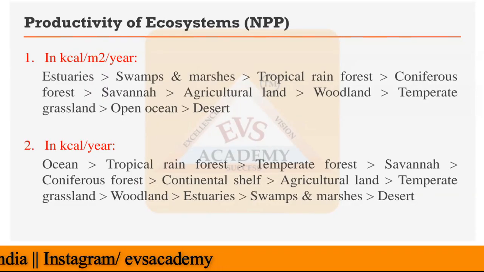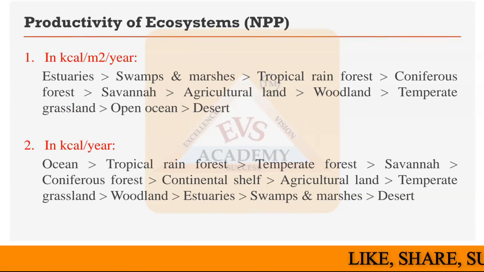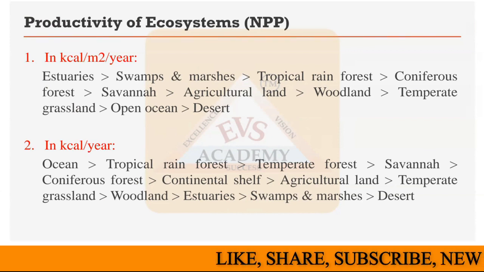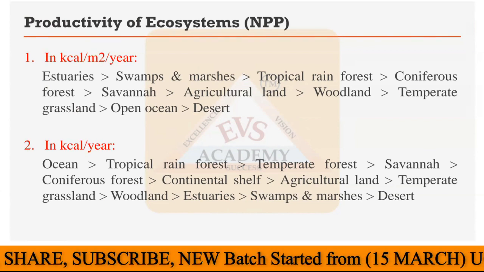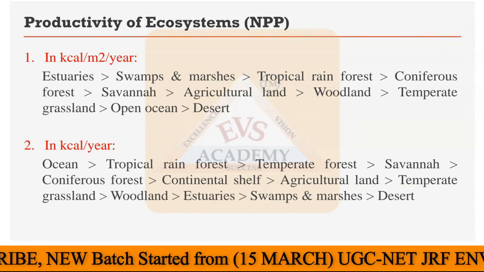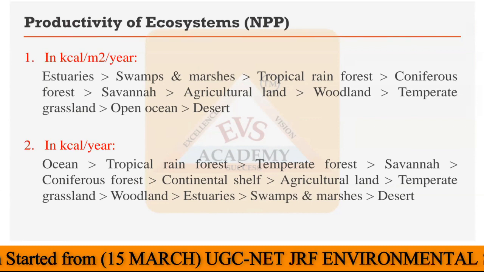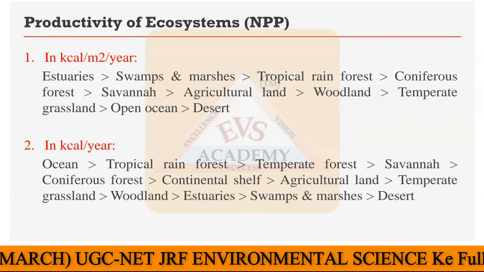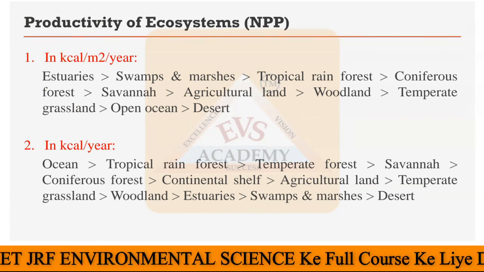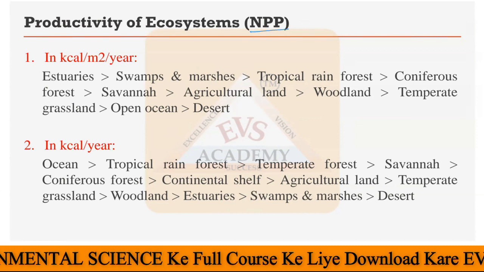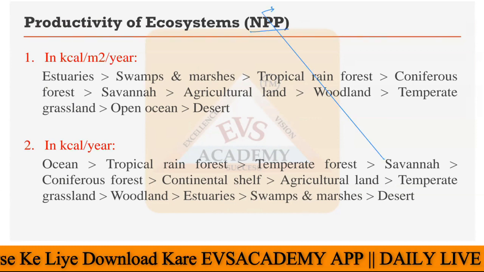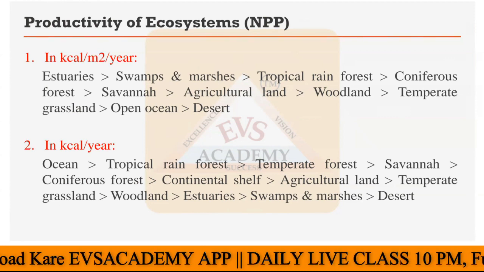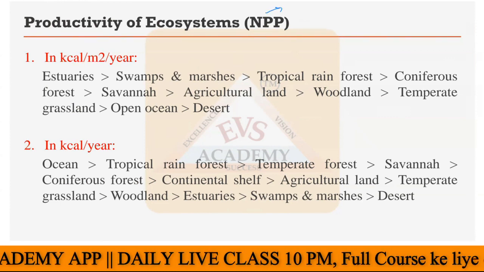Now, this is the last thing of this unit, that is the productivity of ecosystems. If you can recall, I told you that I will tell you the productivity of different ecosystems in descending order at the end of this unit. So here it is. This is the productivity of the different ecosystems in terms of NPP. What is NPP? We have already discussed it. That is the net primary productivity.